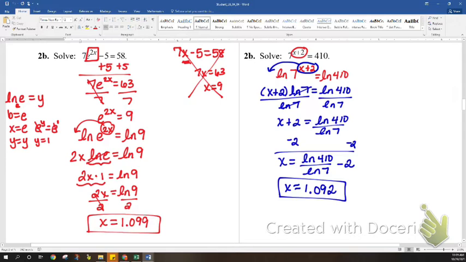So what we've done here is on all 4 of these that we did, if we couldn't find the like base, we natural logged both sides. Once we got the exponential part by itself, let me stress that, once we got the exponential part by itself, we logged both sides. We used our power rule, and then we solved for x.